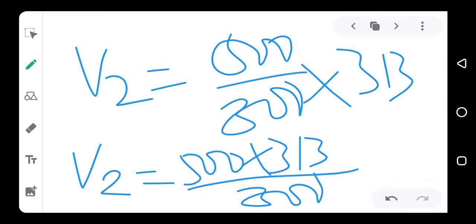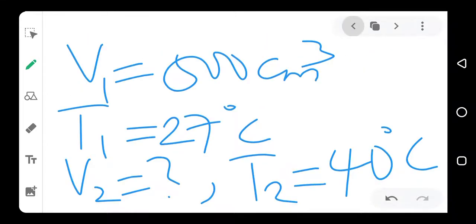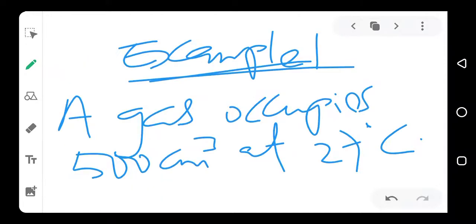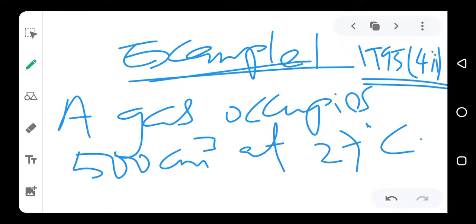Now this question is from WAEC theory question 1995, question number 4II. So you can look for it and see how it is being solved. So this is our example 1.